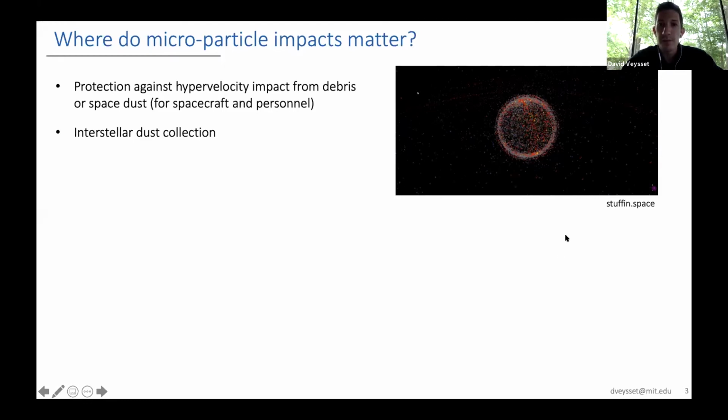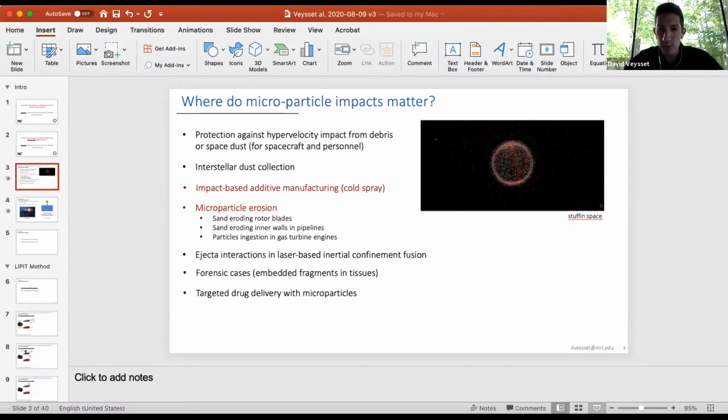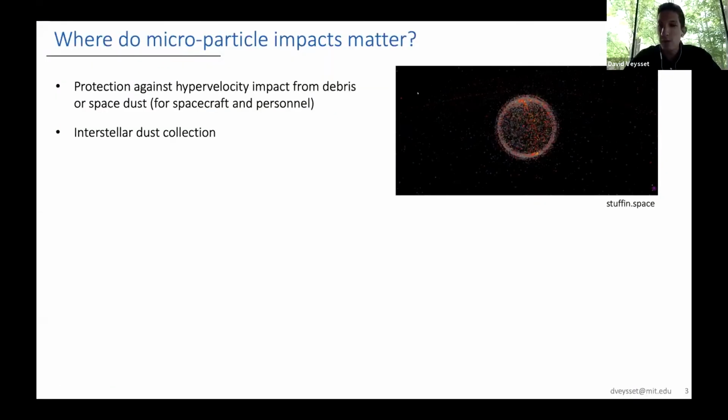So here is a short video showing all the tracked objects that are around the Earth. These are large objects, but also micro objects can travel at high velocity and can cause large damage in spacecraft and also in personnel. Outside of the direct proximity of Earth, there's also dust. Scientists are interested in collecting the solar system dust to study the origin of the solar system.